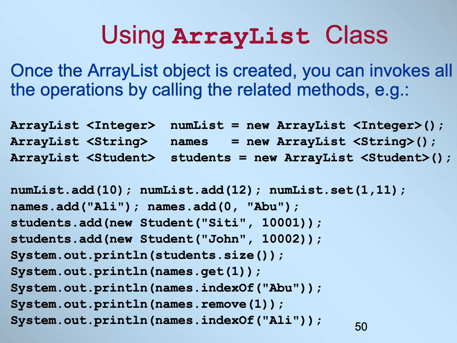Then we can add another number. So we can write numList.add(12). So 12 will be added at index number 1. Then we would write numList.set(1, 11). What do you think would happen? What would be the output of it?